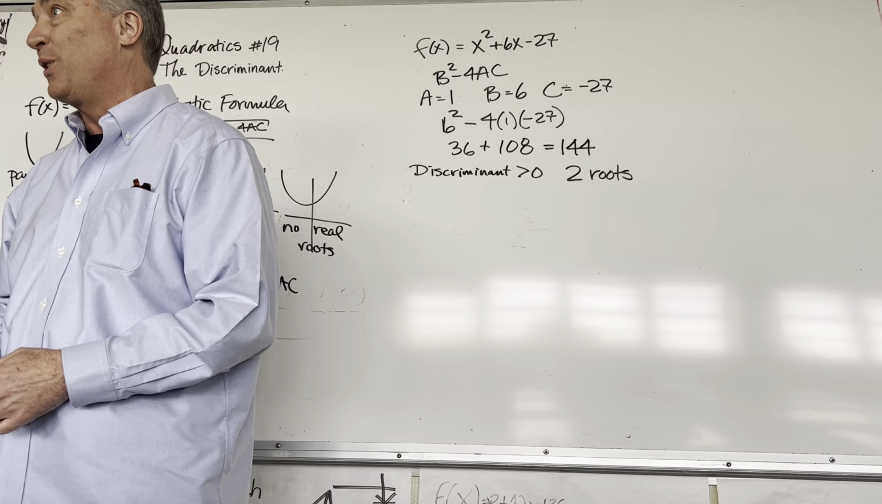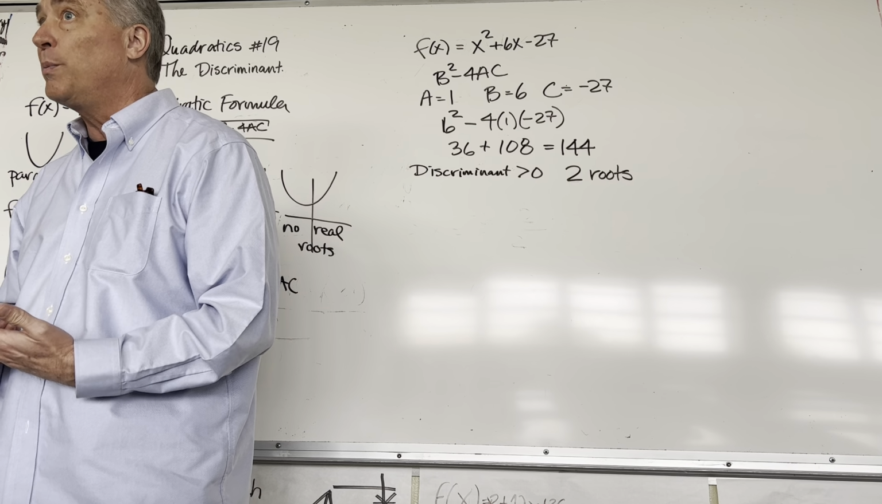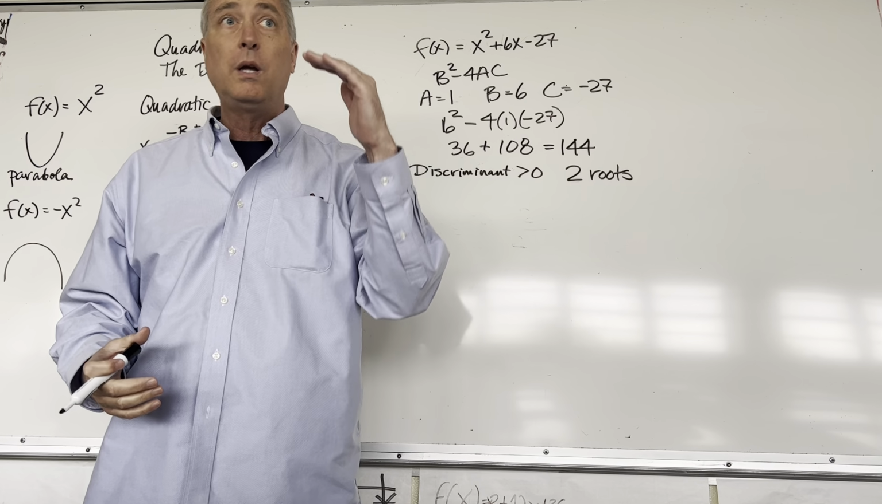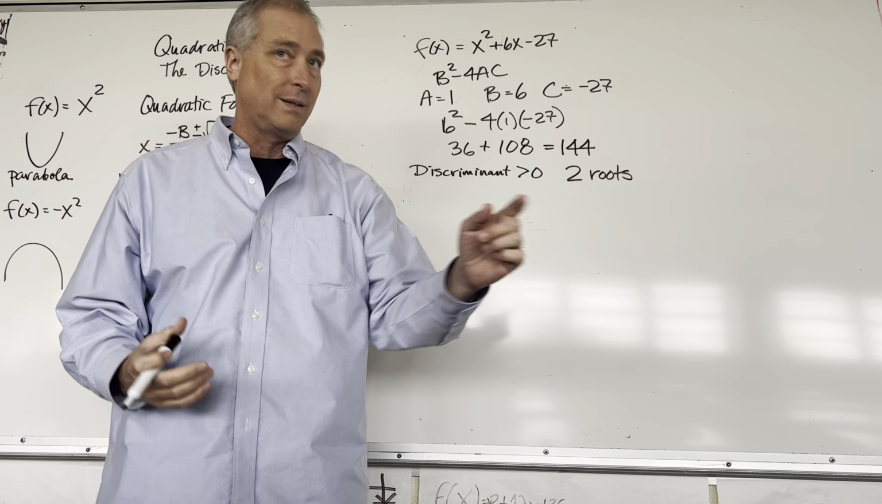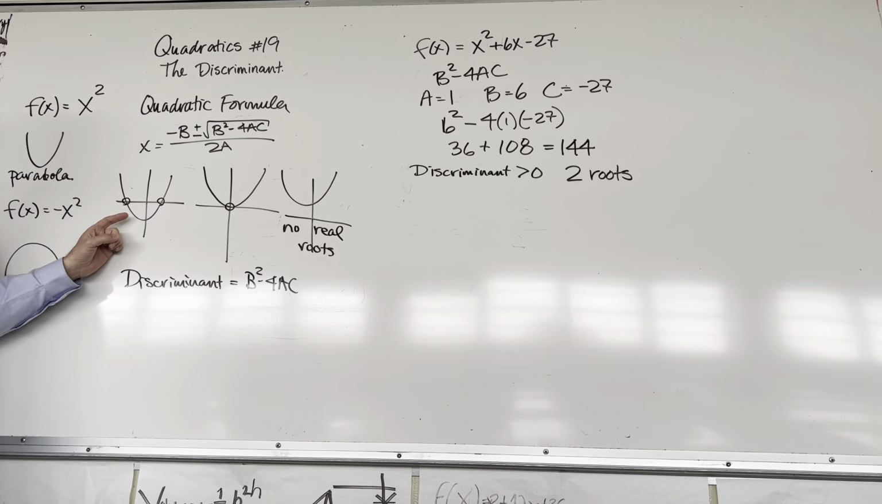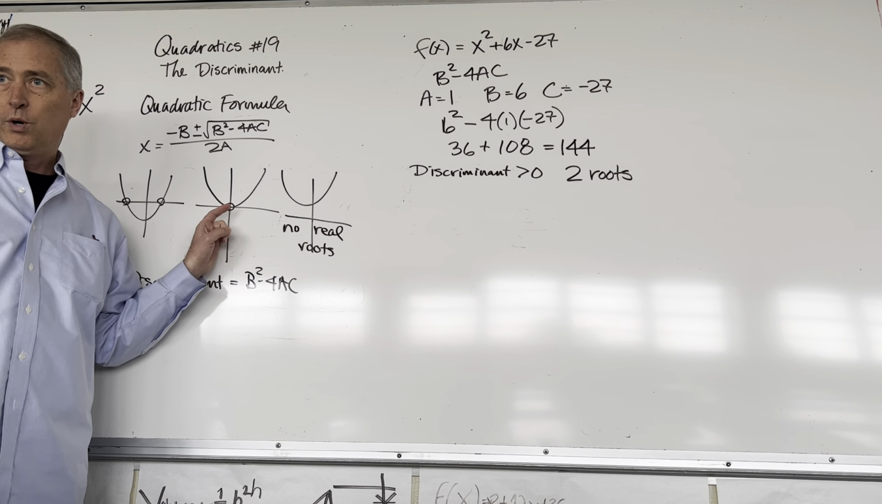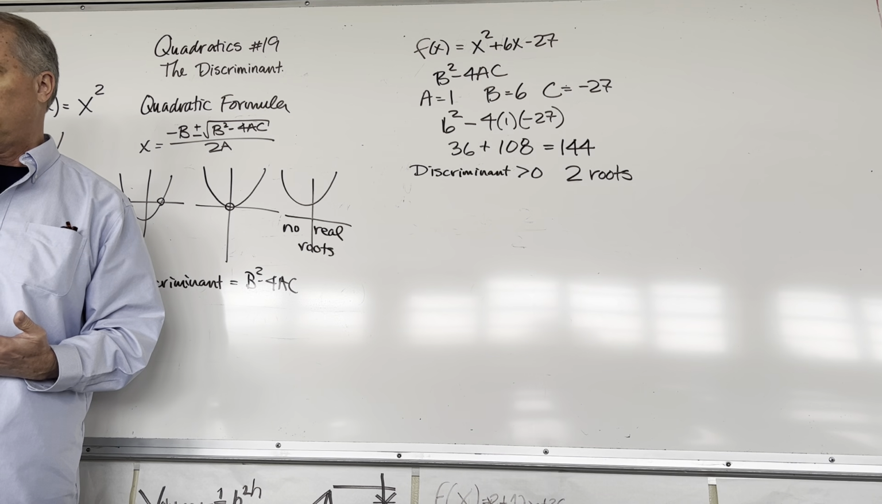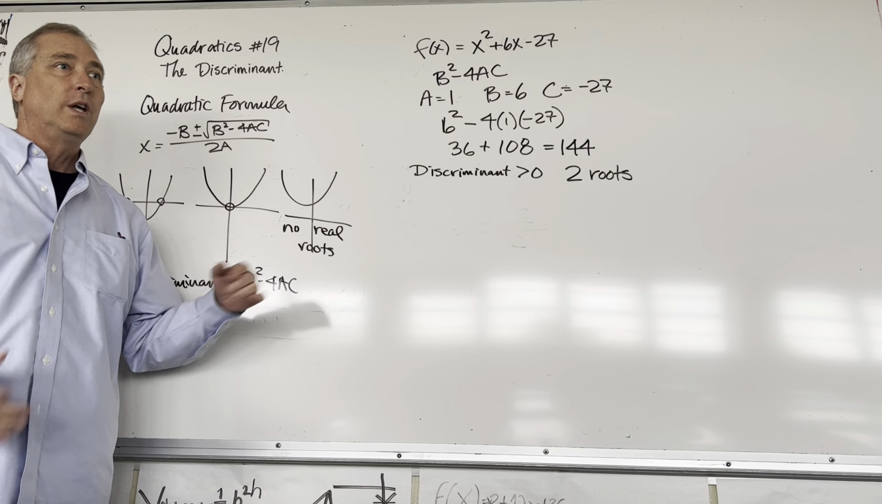Yeah, trust yourself, you guys. Equal to 0, right? The discriminant can be greater than 0, equal to 0, or less than 0. Good enough? And these are the 3 options. And the 3 options correlate with 2 roots, greater than 0, 1 root if it's equal to 0, and no real roots if it's a negative number.